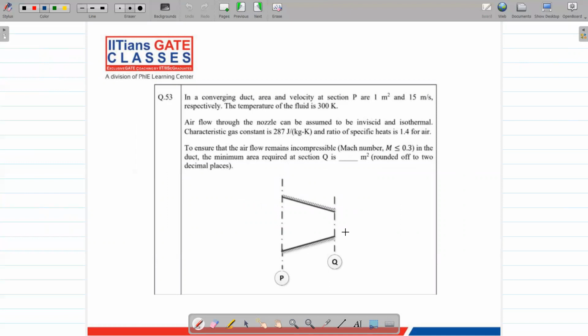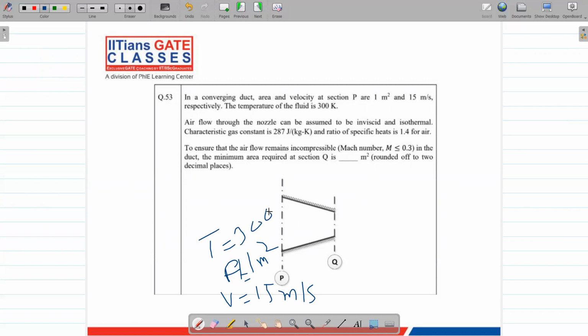In a converging area duct, the area and velocity at section P are 1 meter square and 15 meters per second respectively. The temperature of the fluid is 300 Kelvin. So what they're saying is, if you look at this converging duct, the flow is going to accelerate over this converging duct, right? So at location P, the area is 1 meter square, velocity is 15 meters per second, and the temperature is 300 Kelvin.